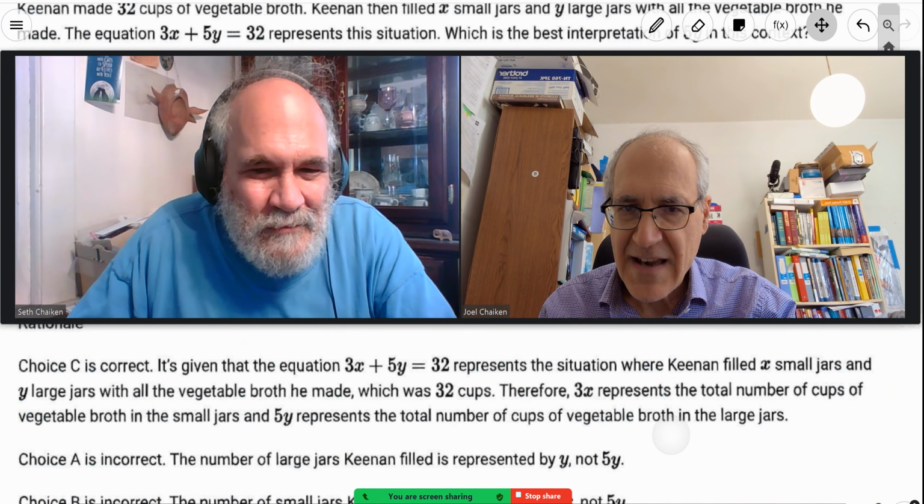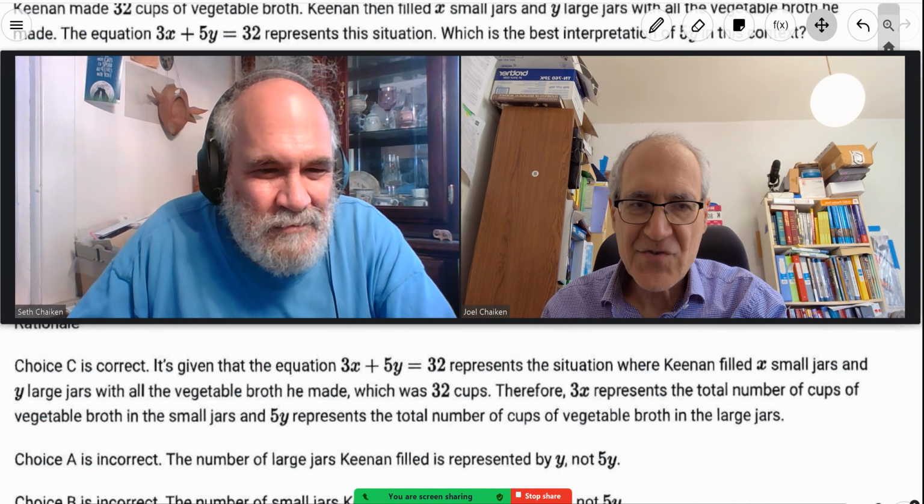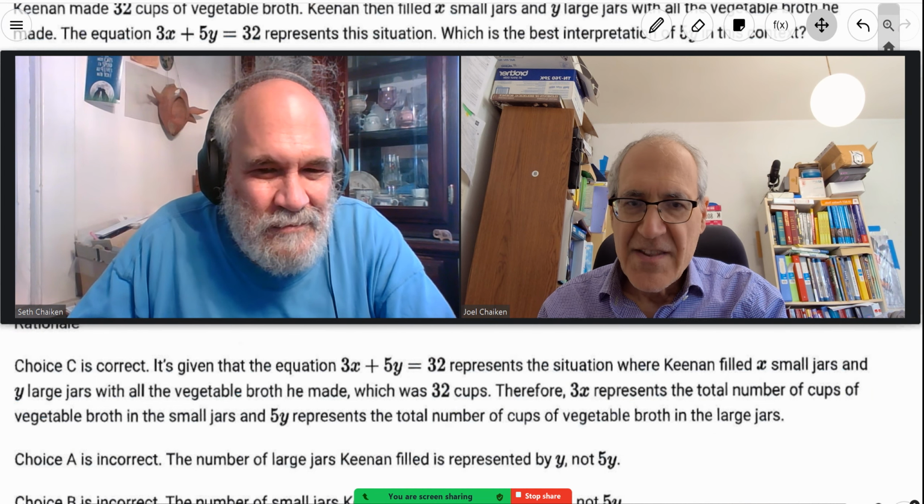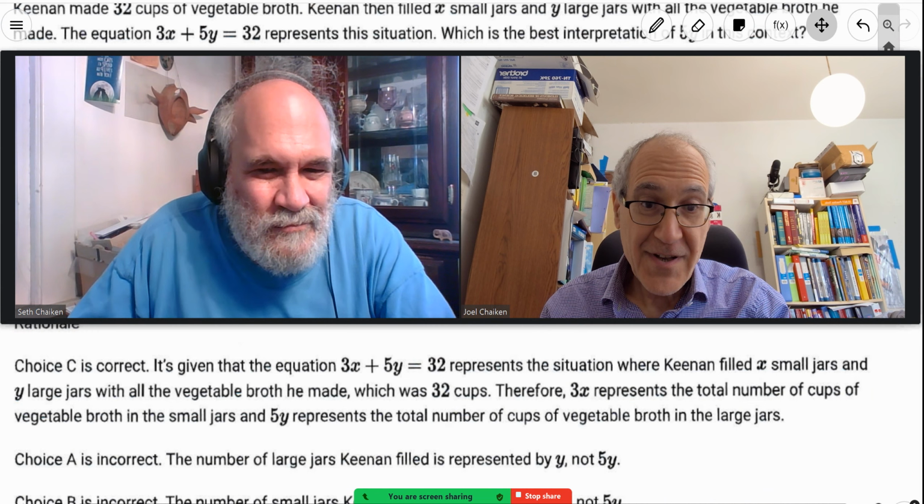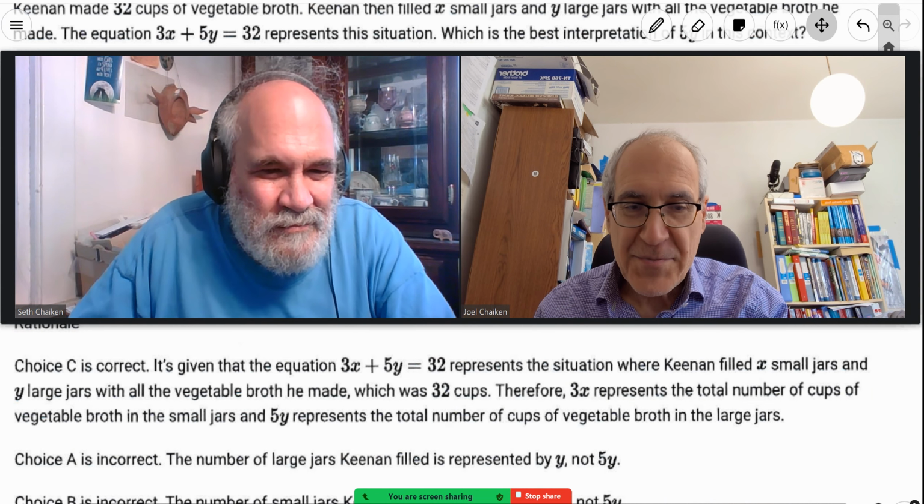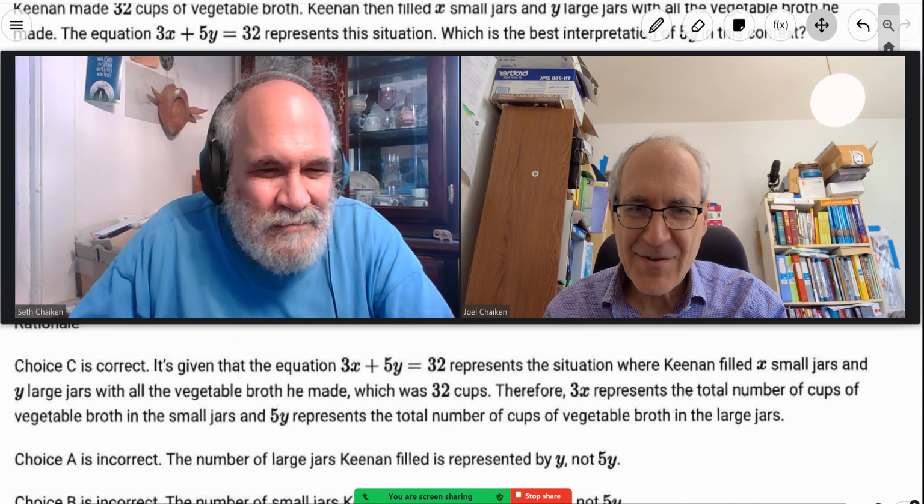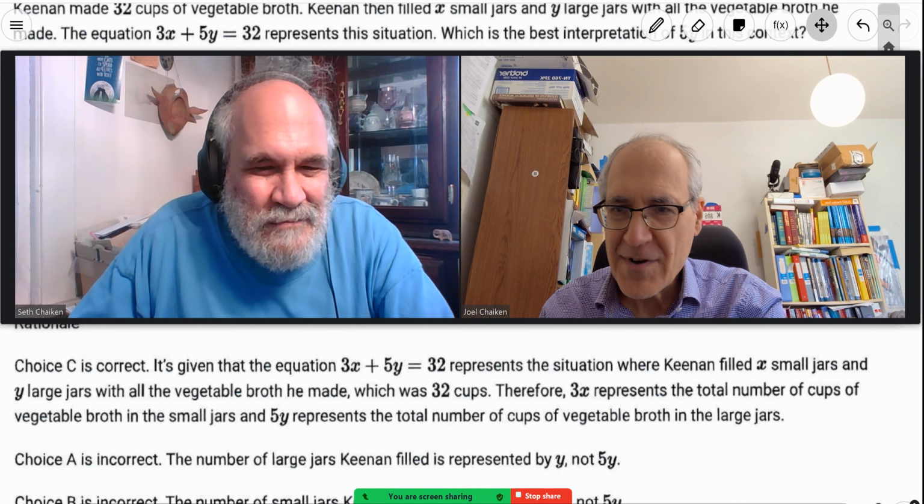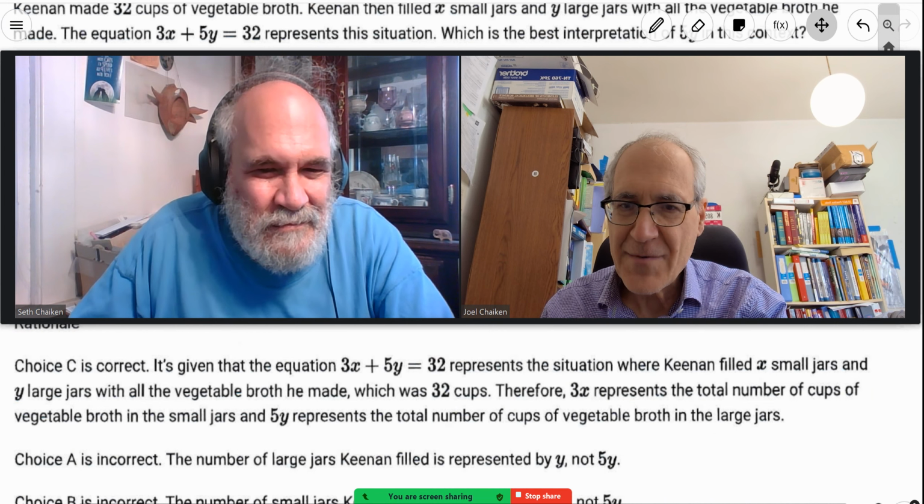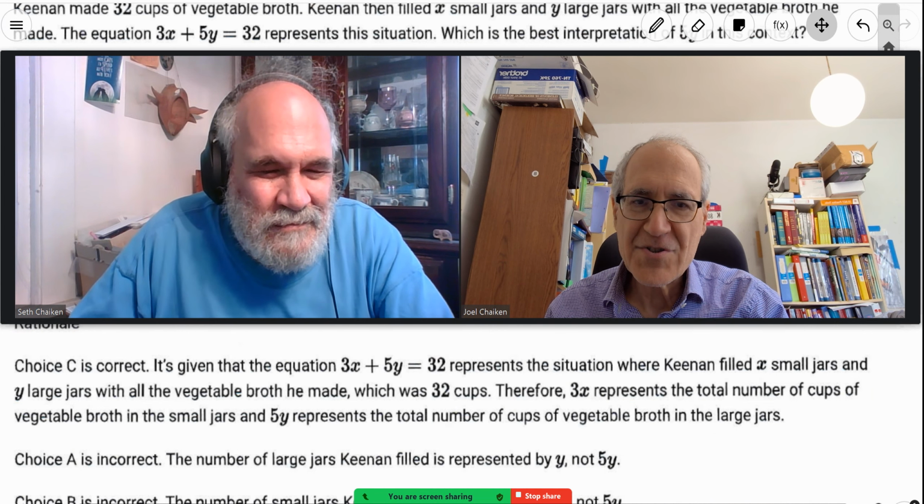Okay, choice C is correct. It's given that that equation represents a chicken-filled small jars. Therefore, the 3x, who cares about the 3x? Because they're asking for 5y. But they're doing it. Great minds think alike, Seth. You also went into the x thing. Therefore, 3x represents the total number of cups of vegetable broth in the small jar, and 5y represents the total number of cups in the large jar.